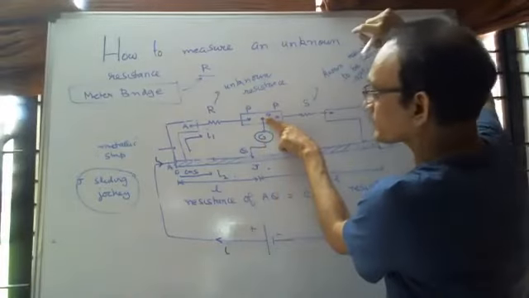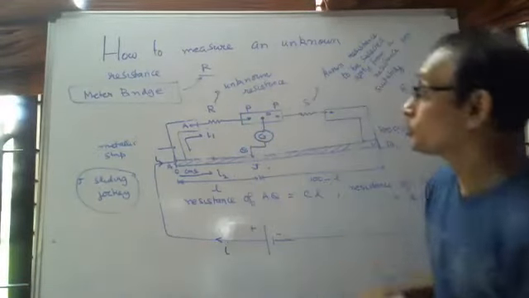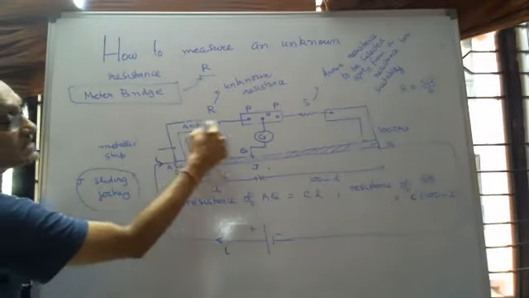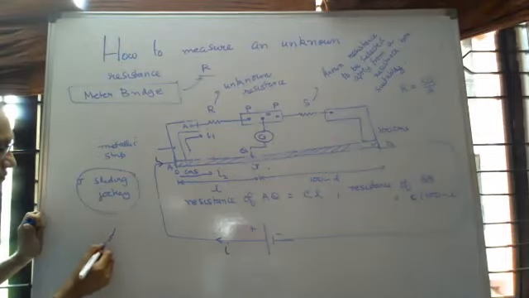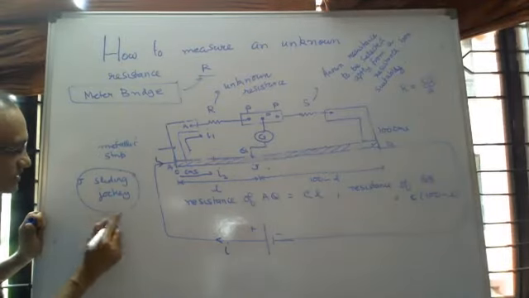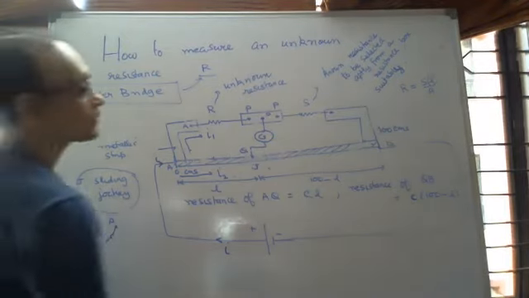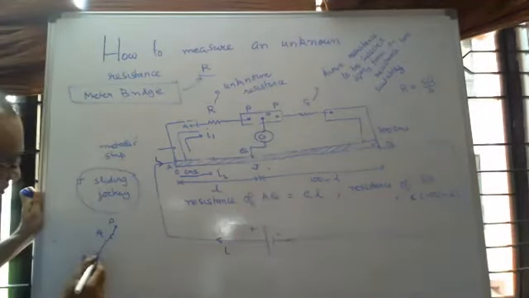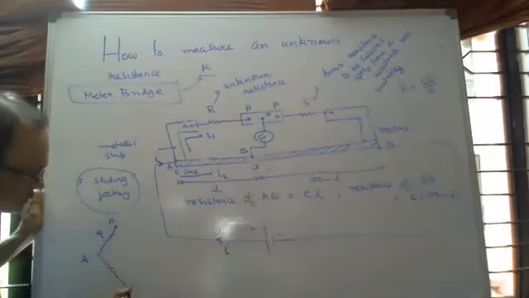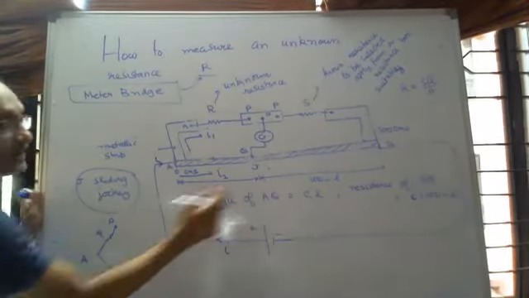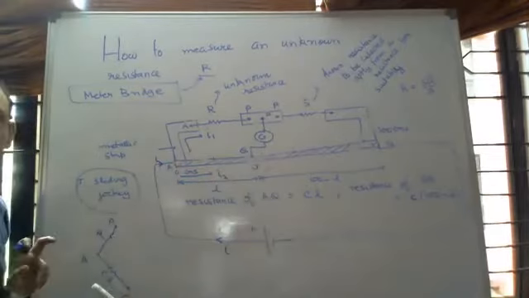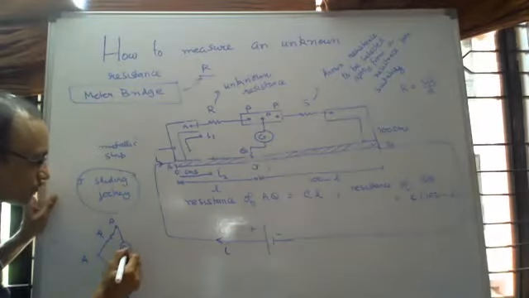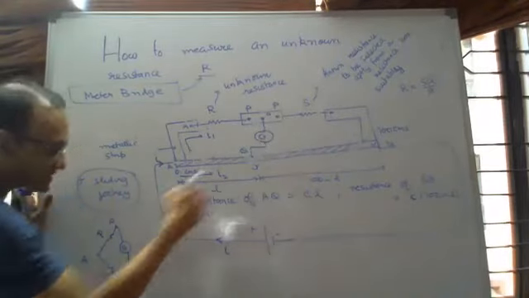I1 comes to P. Now let me redraw the circuit in node topology. Between A and P there is a resistance R. Between A and Q there is a resistance C into L. A to Q, this resistance is C into L, right? Between P and Q there is a galvanometer.